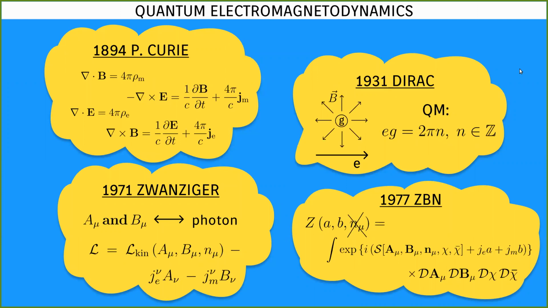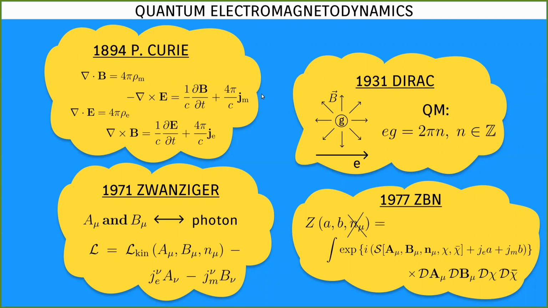Let me review briefly the physics of magnetic monopoles, because not everyone is familiar with it. It all started back in the 19th century with Pierre Curie proposing that there is actually no theoretical obstruction to introducing magnetic monopoles into the Maxwell equations. In fact, you see that there will be some magnetic charge density and current.